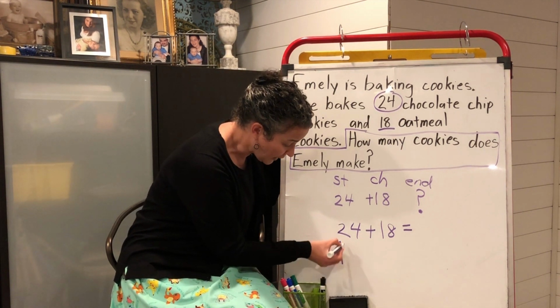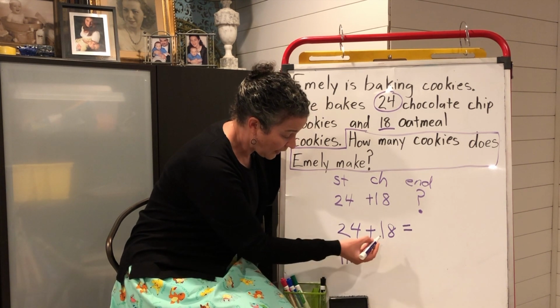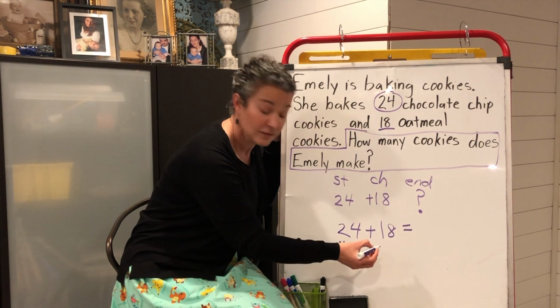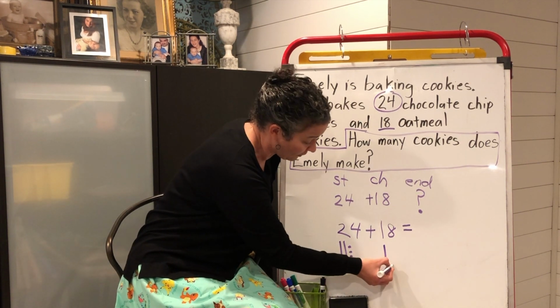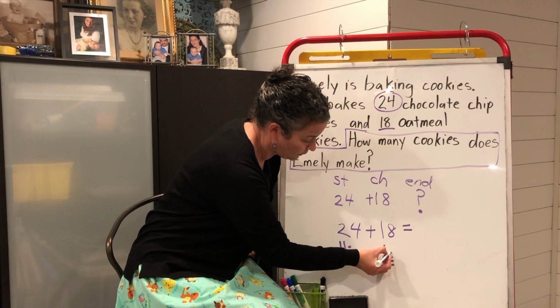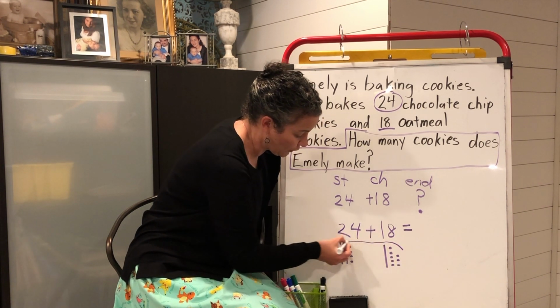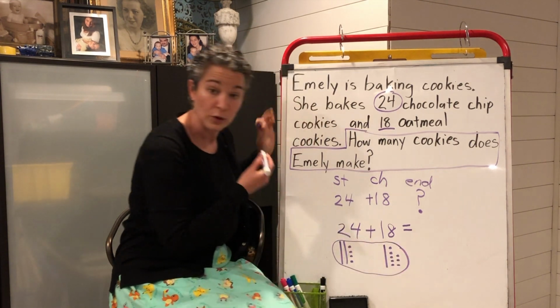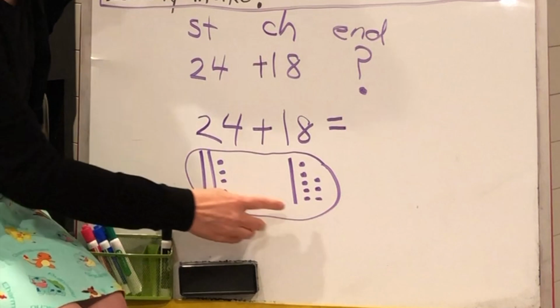24, 2 tens, 4 ones, 18. How many tens? 1 ten. How many ones? 8 ones. And we're adding, my friends, so we're going to be putting things together. All right, my friends, help me count. Let's start with the ones.